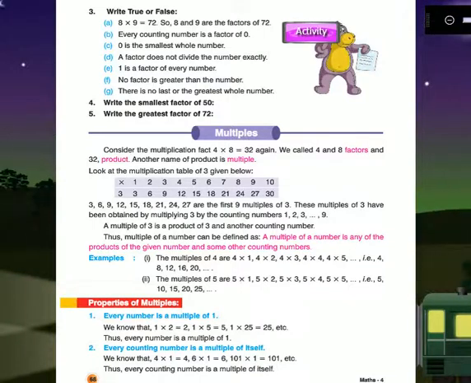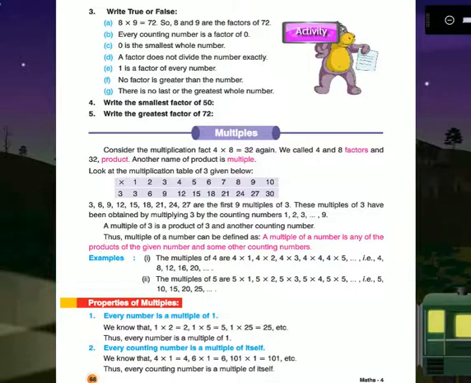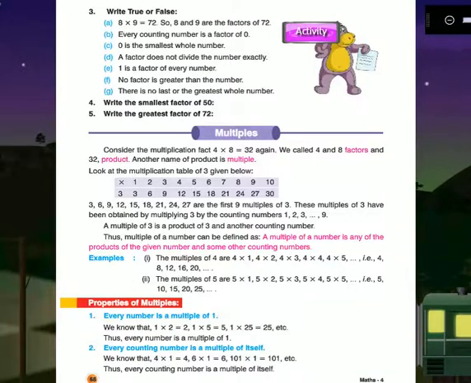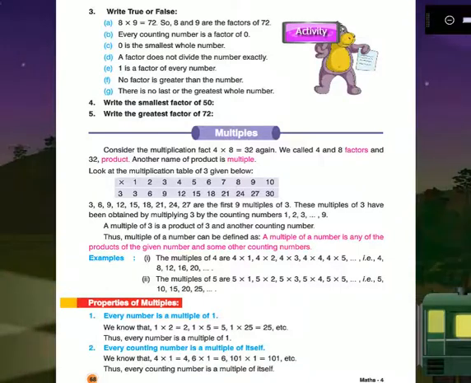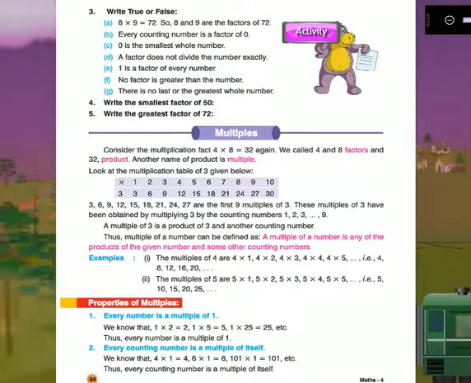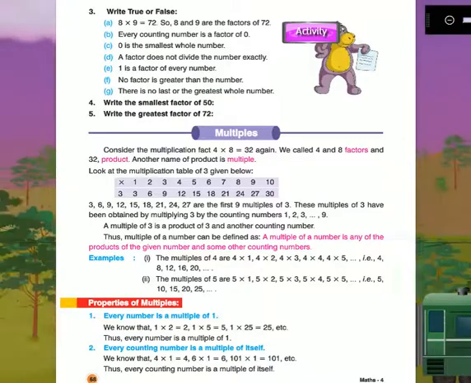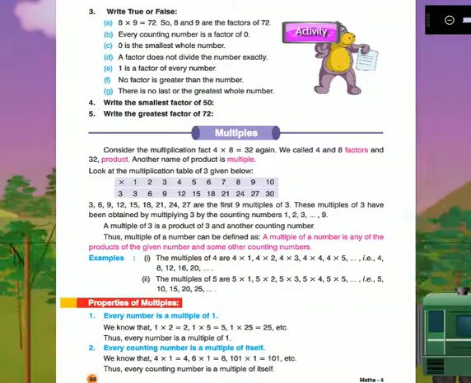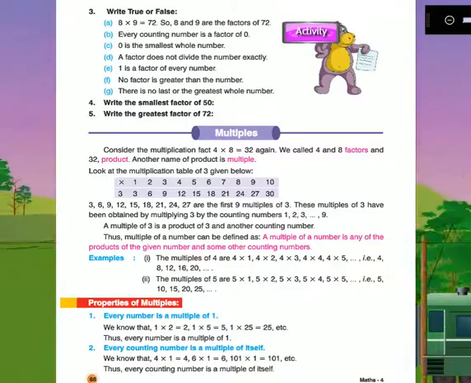Properties of multiples. Every number is a multiple of 1. We know that 1 into 2 is 2, 1 into 5 is 5, 1 multiplied by 25 is 25, etc. Thus, every number is a multiple of 1.